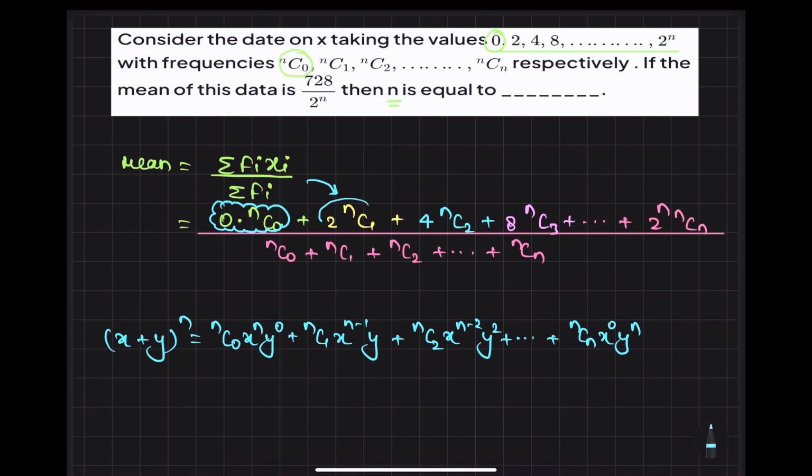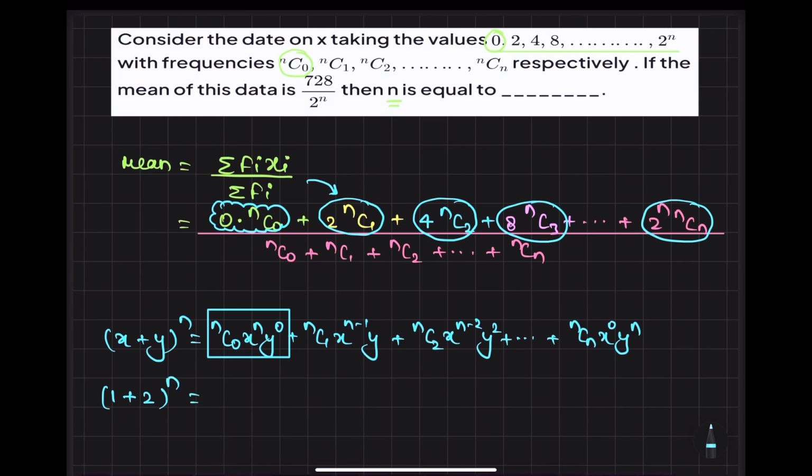So if you consider this and treat 2 as y, here 2 square, 2 cube, 2 power n. So don't you think 2 is behaving like y? And in place of x we don't have x, so we will replace it with 1. But this component is missing. Is that okay? Now, can I write the 1 plus 2 power n expansion, and we will have it start to end, which means we will have this component as well.